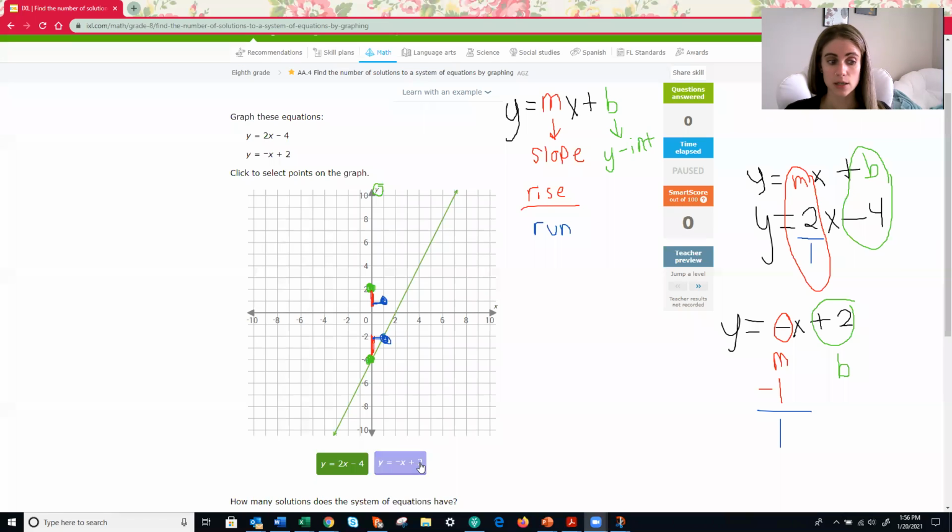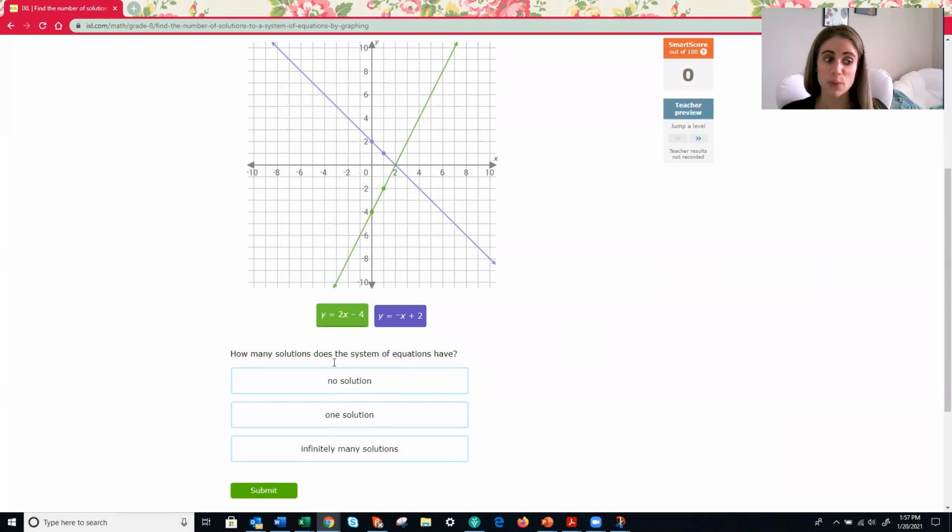All right, for IXL, we'll click on the purple button here because now we're graphing the second one. Y-intercept, second point, there we go. All right, now that our 2 lines are graphed, we can determine how many solutions it has. Let's refresh our memory on what all 3 of these are before making a decision.